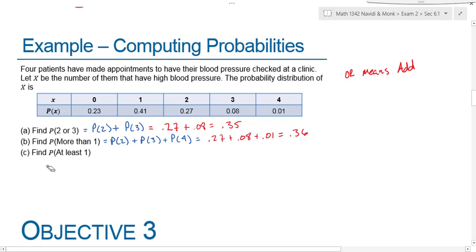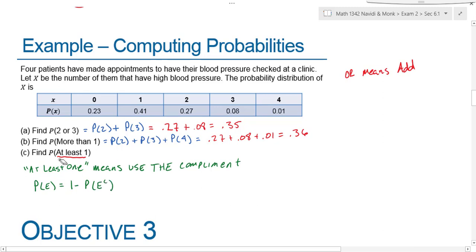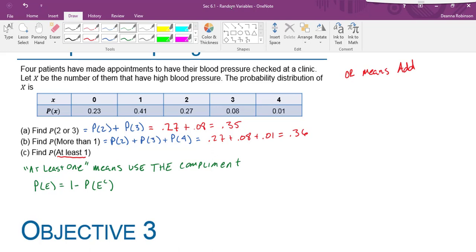On part C, we see the words "at least one." What did I tell you to do when you see the words "at least one"? The reason we use the complement is because the probability of an event is equal to 1 minus the probability of the complement. There's a whole bunch of different ways that we could get at least one of these patients. I could have exactly one, and it could be the first patient, second patient, third patient, fourth patient, or I could have 2, and you see the problem with that. We went over an example like this in, I think it was section 5.3 lecture video. I may be off on that section number, but I think that's right.